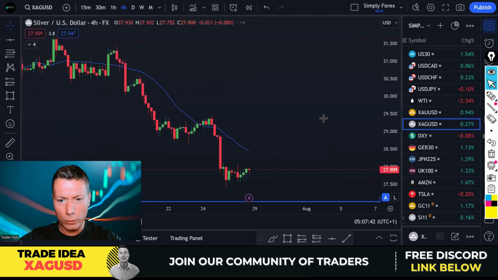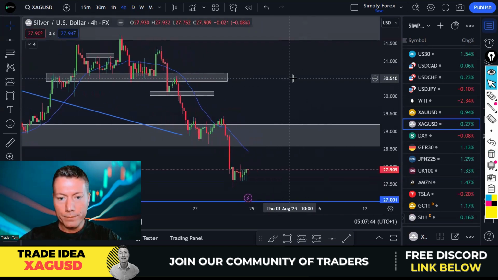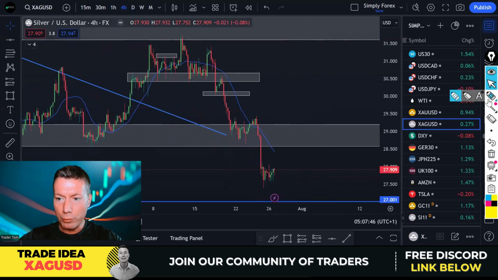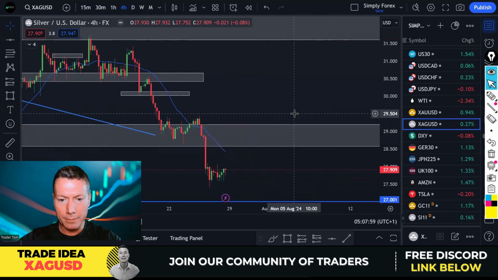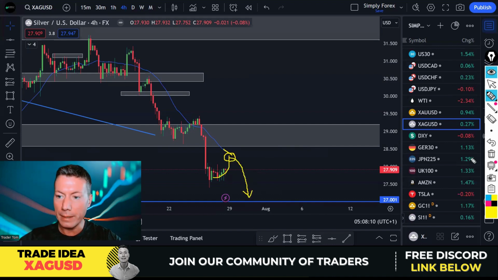If we drop to the H4, a couple of things. If price retraces all the way to this grey zone, then nice, we've got a really nice level through here. You can see price has reacted before, and we could start selling back down to here. However, even if price retraces to the moving average 20 and we get a bit of a reaction, then again, we could also start selling silver from there.